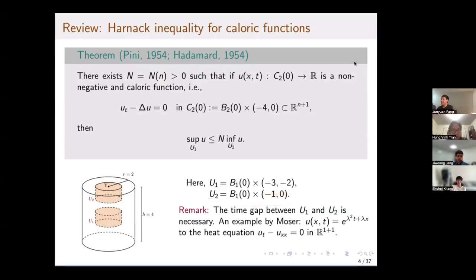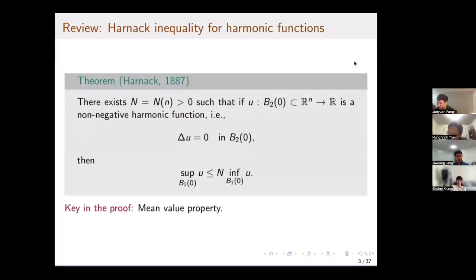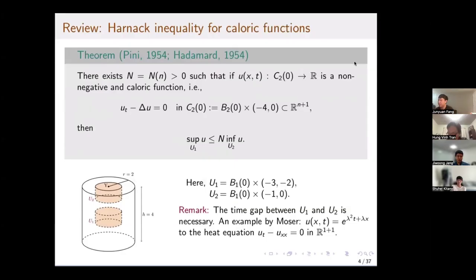And so you will find the region is different from the harmonic, the elliptic case. This is B1, right? They are the same, but here they're disjoint. So you can think the spatial region is the same, but the time is disjoint.